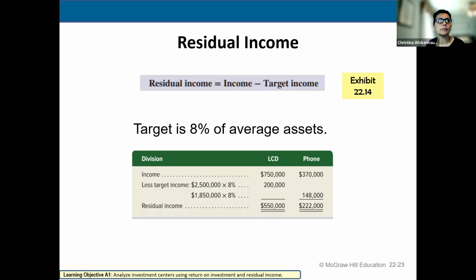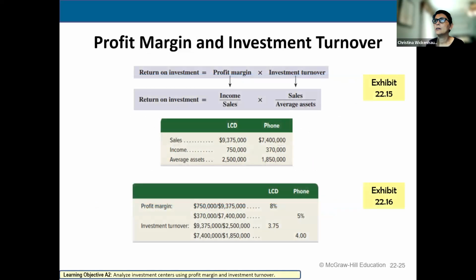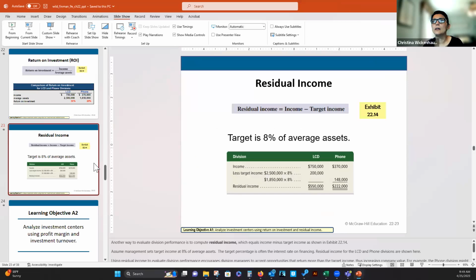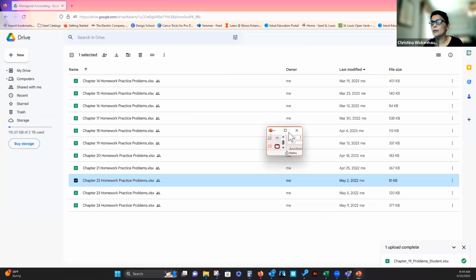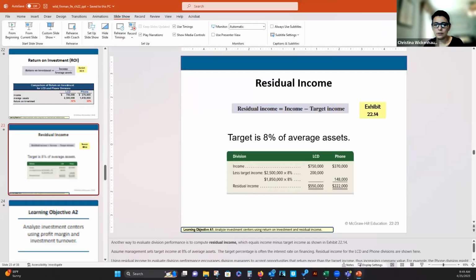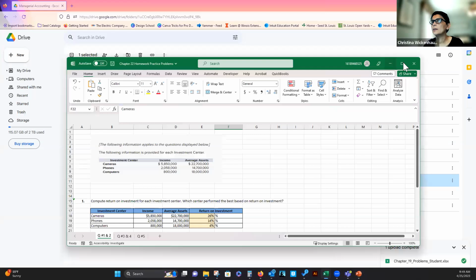So targeted income, targeted return. I think now we can do this. Oops, sorry about that. Too many screens. All right, we're bringing back the homework.